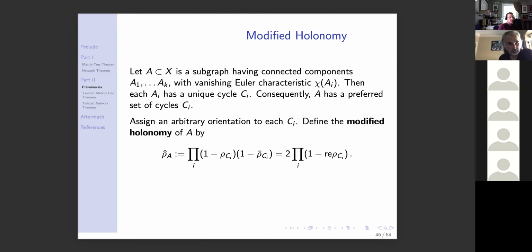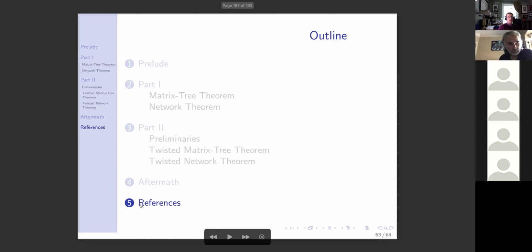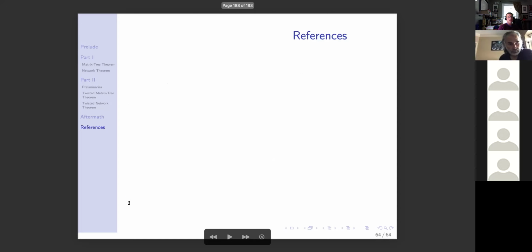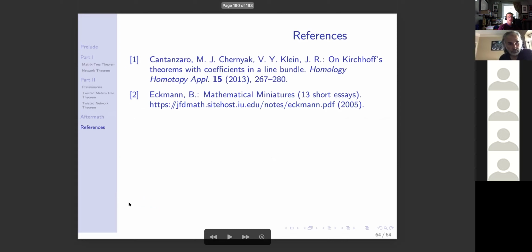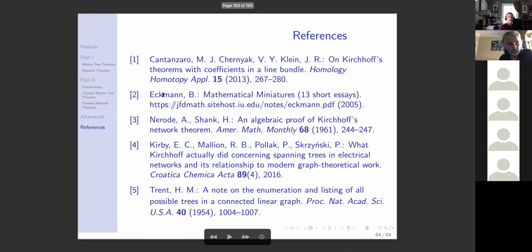I do highly recommend, by the way, these two papers. If you want to have some fun, like reading about history, there is this Ekman paper and this four author paper, which is about what Kirchhoff actually did. You don't have to read the whole thing; just read the things that interest you. But it's actually fun to read.